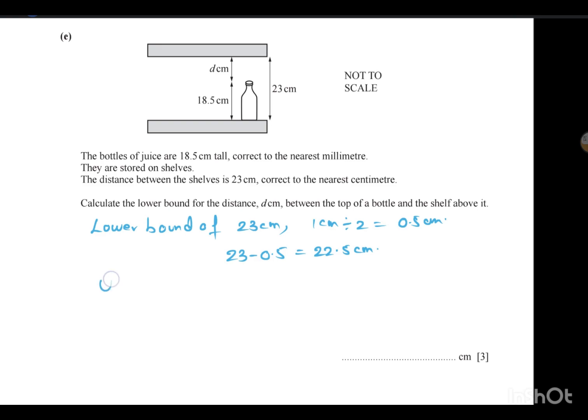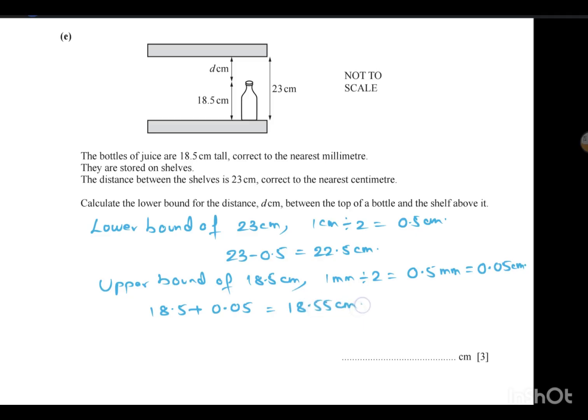Then we need to take the upper bound of 18.5 centimeters. So that is corrected to the nearest millimeter. So here we will have to take half of the millimeter. 1 millimeter divided by 2 will be again 0.5 millimeter, which can be written as 0.05 centimeter. So to 18.5, the upper bound, we need to add 0.05, that will be 18.55 centimeters.